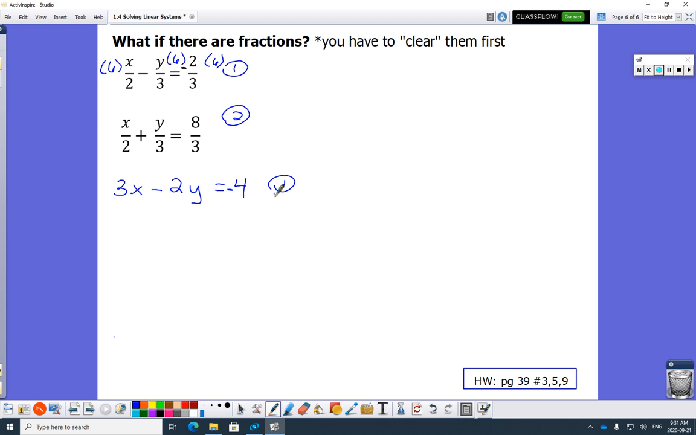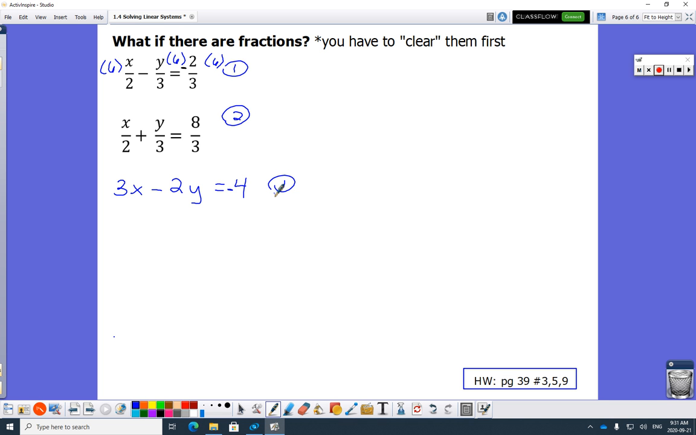I want to get rid of the 2 and the 3. Because it's all 2s and 3s, the easiest thing to do to clear them is to multiply the denominators together. So to get rid of 2 and 3, do 2 times 3, which is 6. If it was like 6 and 4 in the bottom, then you would do 24.